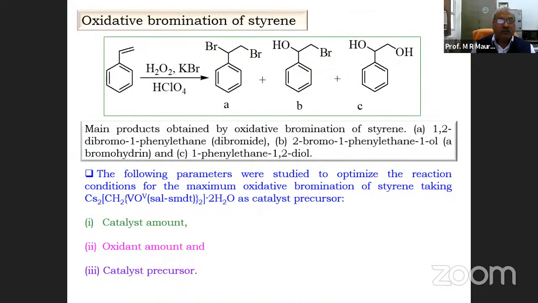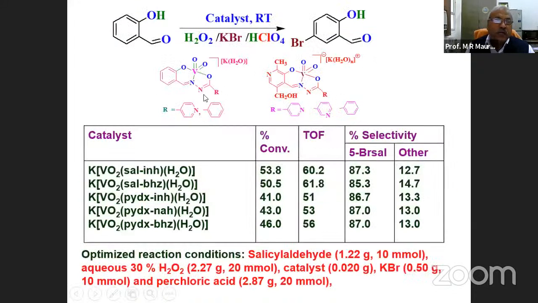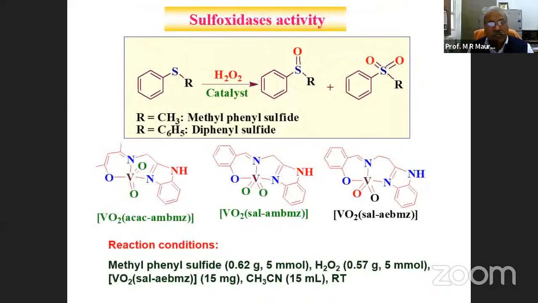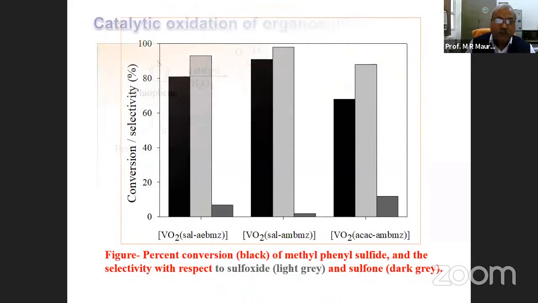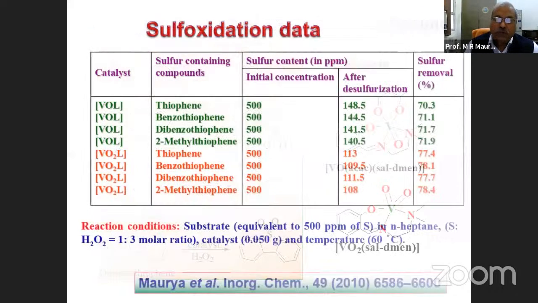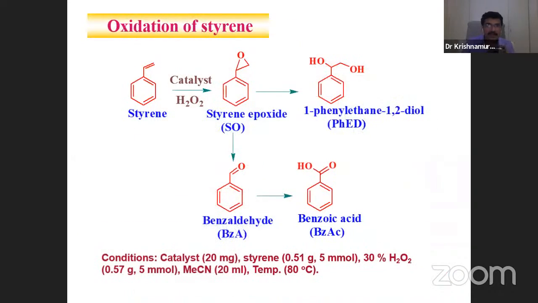We have even done the oxidative bromination of, say, styrene, and we have done oxidative bromination of others and sulfoxidase activity. That is all we have studied. Okay. And we have also done some oxidation of sulfur containing compounds. Different ones. So that's all I have to say at this point.